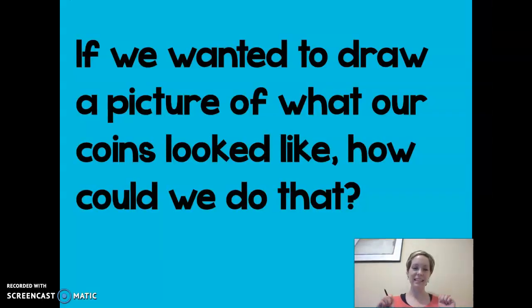All right, the last thing that we are going to do, we are going to learn how to draw pictures of what our coins could look like. Now, it might be fun to learn how to draw Abraham Lincoln, and that would be a great drawing of a penny, but that would take a really long time, and I'm not very good at drawing ears. So I have a really quick, simple way to show you how to draw your coin amounts.